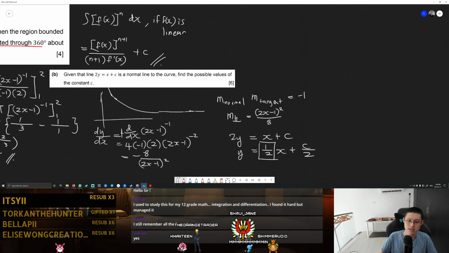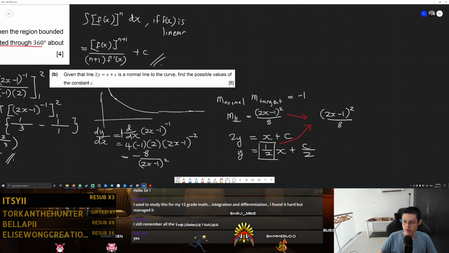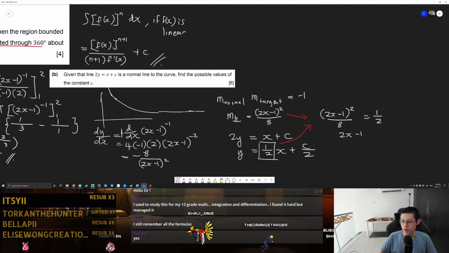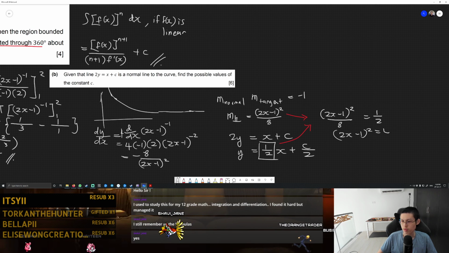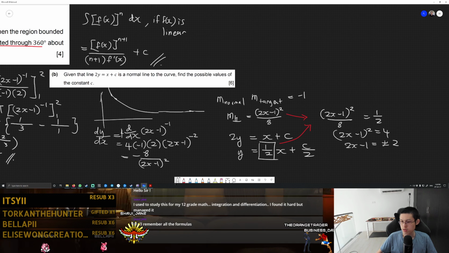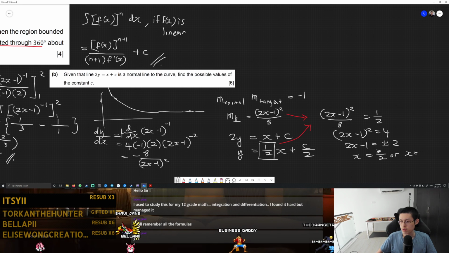Okay, I see what's going on. So we're supposed to equate these two things together, and so we get (2x minus 1) squared over 8 equals a half, which is actually (2x minus 1) squared equals 4, which means 2x minus 1 equals plus minus 2, so x must be equal to either 3 over 2 or minus 1 over 2.